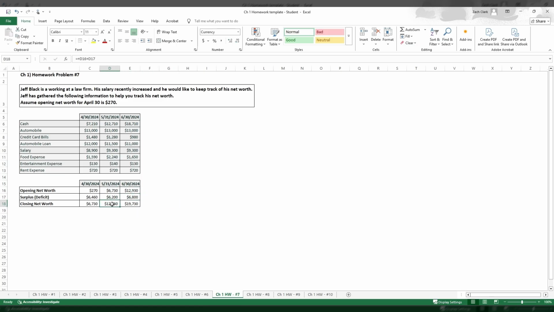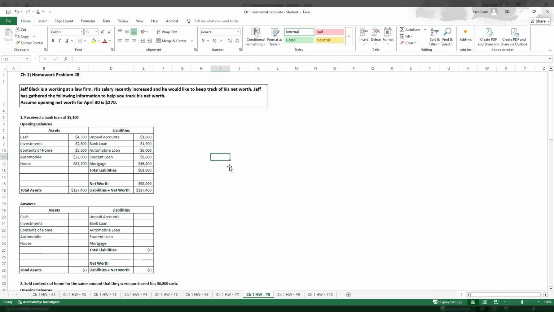So now we have this closing becomes the opening of the next month, and then the surplus or deficit for that month here we calculated as $6,800 with our formulas. And when we add those together, opening plus the increase due to the surplus means we close out our net worth at $19,730. And that's great.